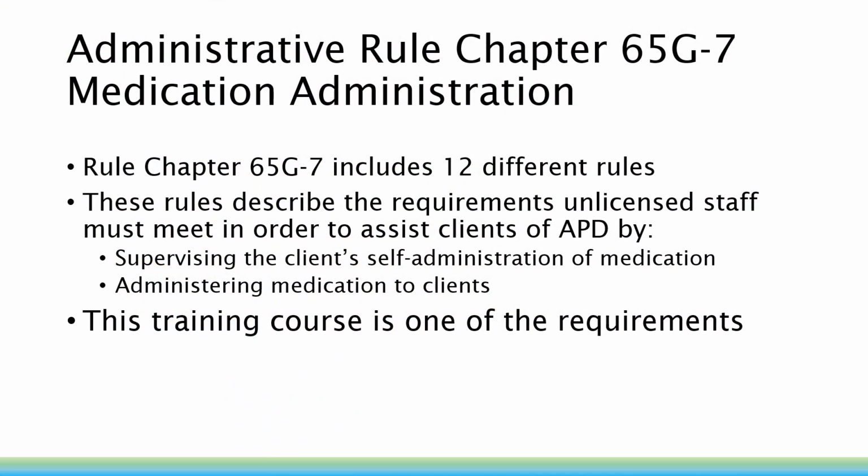Today we're going to talk about Rule Chapter 65G-7, which includes 12 different rules. These rules will describe the requirements unlicensed staff must meet in order to assist clients of APD by supervising the client's self-administration of medicine and administering medicine to clients. This training, of course, is only one of these requirements.